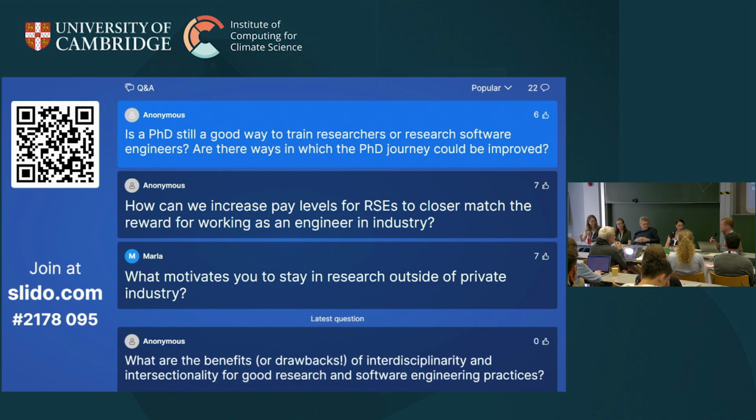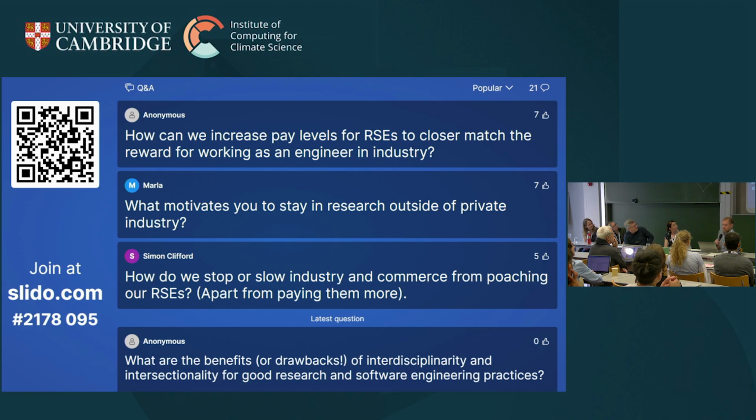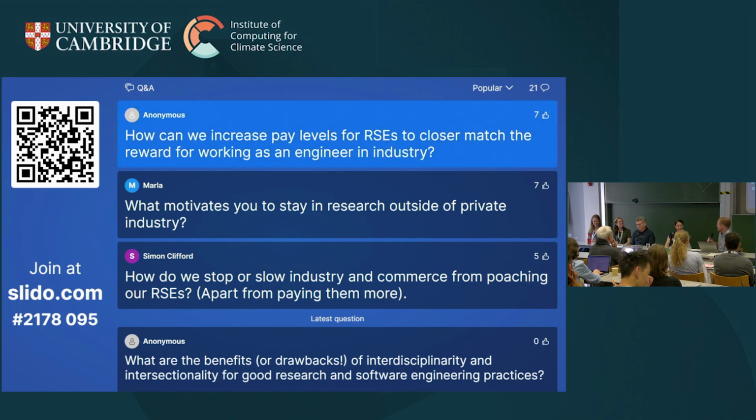But yeah, okay. So I'm going to move on to the next question then, which is how can we increase pay levels for RSEs to closer match the reward for working as an engineer in industry? So should we increase pay levels for RSEs to match what we do in industry? Can we? I don't know. Who's going to answer? That's a really tricky one, isn't it, Kirsty?